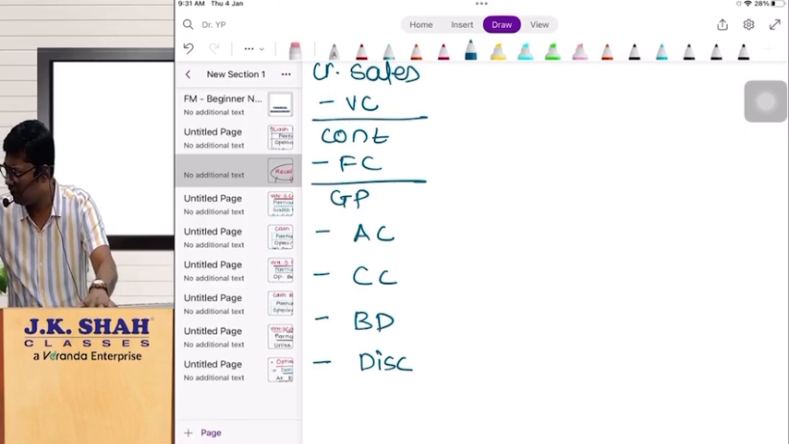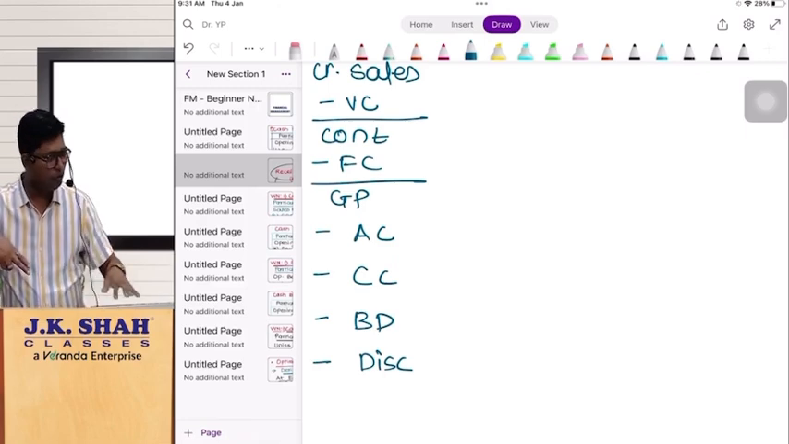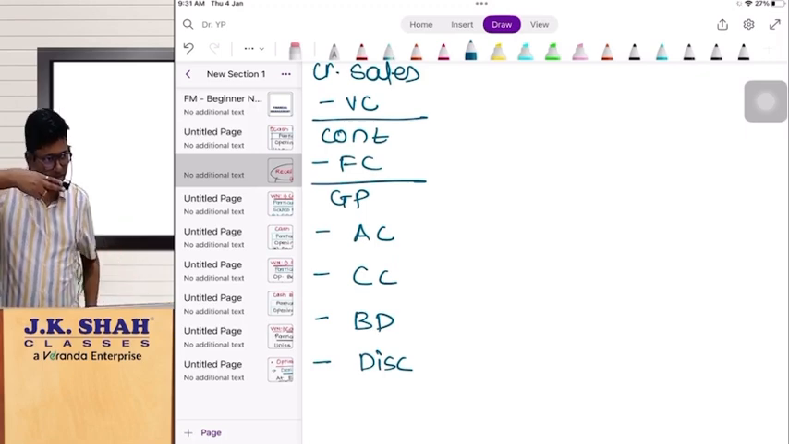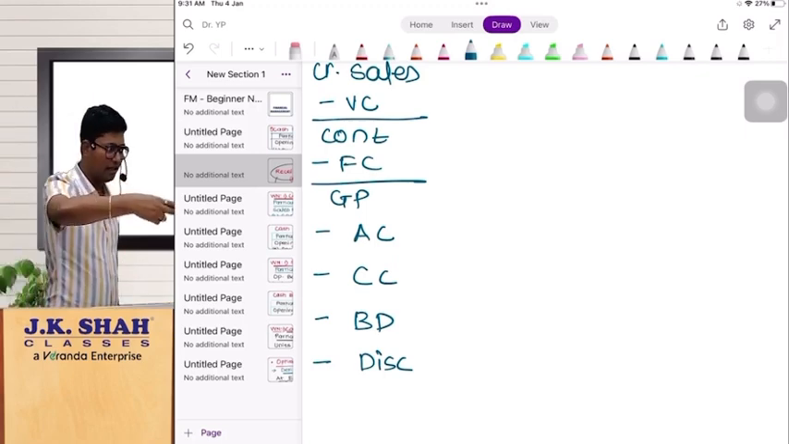These are my recovery agents. These both are my recovery agents. They are going to meet my customer. They are going to reach my customer with guns and all. "Give my money. Give my sir's money." This is how they are going to recover the money.